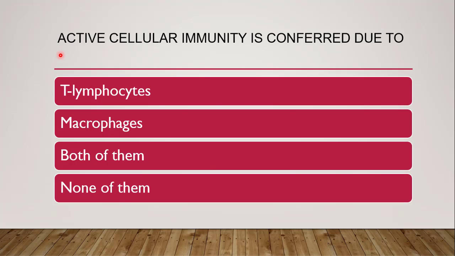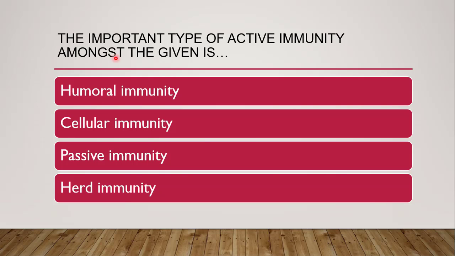Next question is, active cellular immunity is conferred due to whether it is T lymphocyte, macrophages, both of them or none of them. The correct answer is it is both of them. It is conferred due to lymphocytes as well as macrophages, which play an important role in cellular immunity. The important type of active immunity amongst the given is whether it is humoral, cellular, passive or herd immunity. The correct answer is it is cellular immunity.